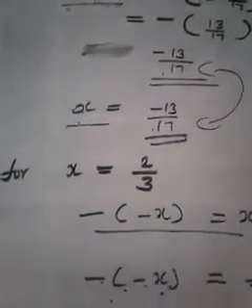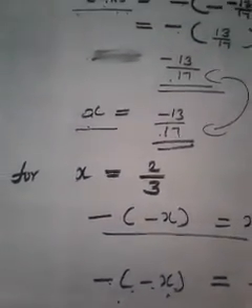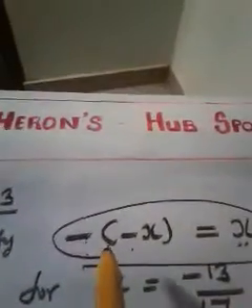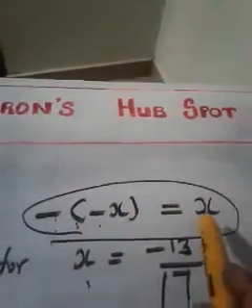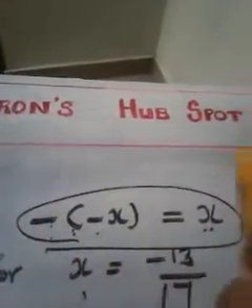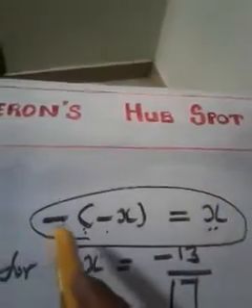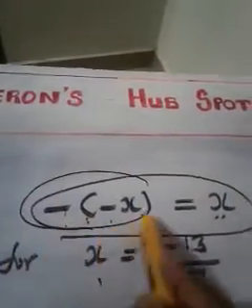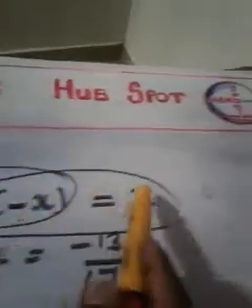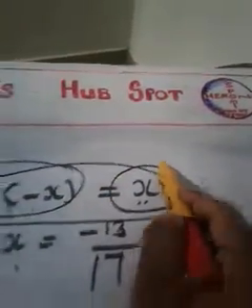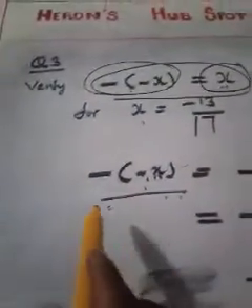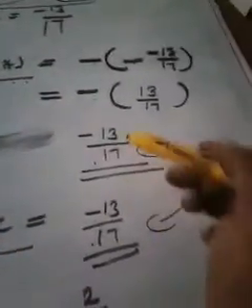See, once again I am explaining for your better understanding. What I did is I have to verify whether minus of minus x is equal to x or not. So what I have to do is calculate the left hand side separately, calculate the right hand side separately, and compare the values. That much only. I calculated the left hand side, I calculated the right hand side, and when I made the comparison both are equal. See here also.